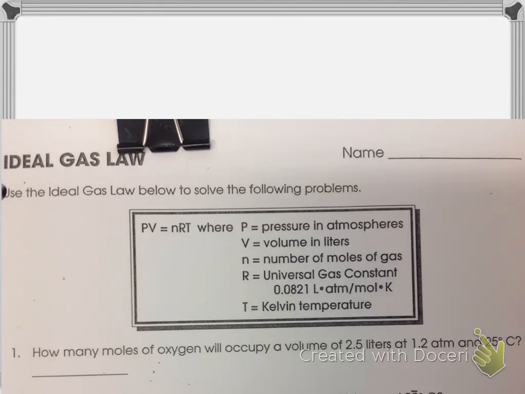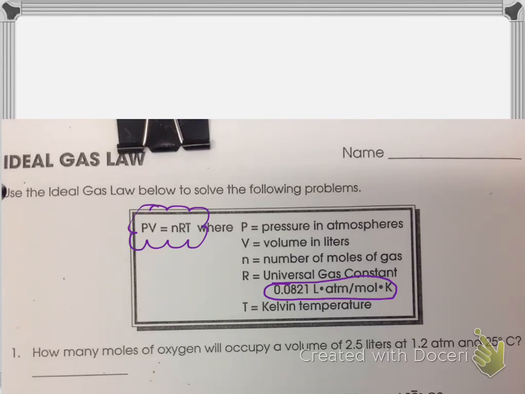Problem number 1 states how many moles of oxygen will occupy a volume of 2.5 liters at 1.2 atm and 25 degrees Celsius. So we're going to use our ideal gas law for all of these problems. PV equals nRT. And also R in all of these problems is a universal gas constant, 0.0821 liter atmospheres per mole Kelvin.